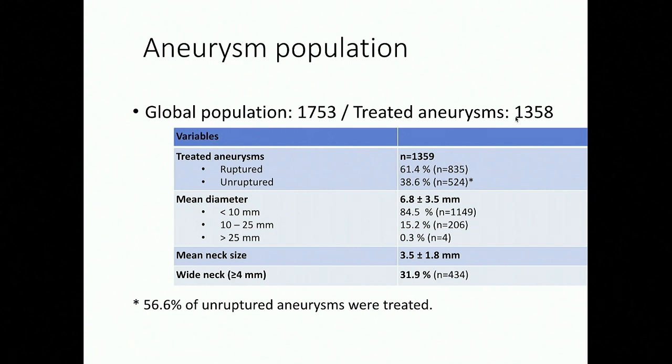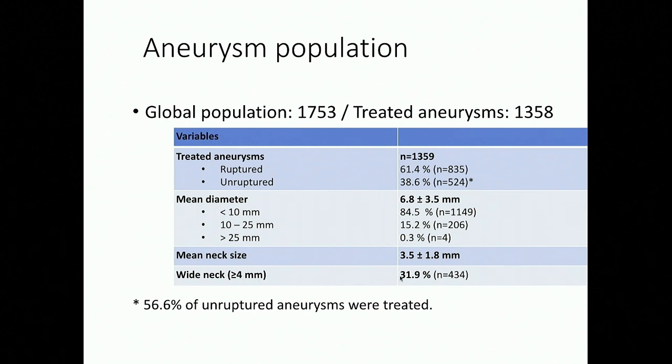56% of the aneurysms were treated, meaning that 40% of the non-ruptured were not treated. However, you see that in France, we mostly treat ruptured aneurysms, 61%, and in the big majority, they measure less than 10 millimeters. Wide neck aneurysm is quite frequent. You see that wide neck aneurysm was found in a third of the patients.